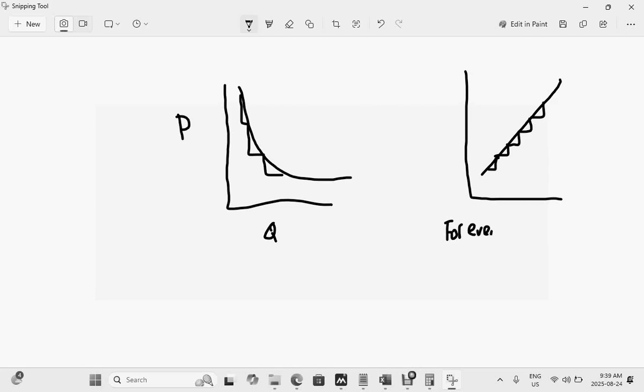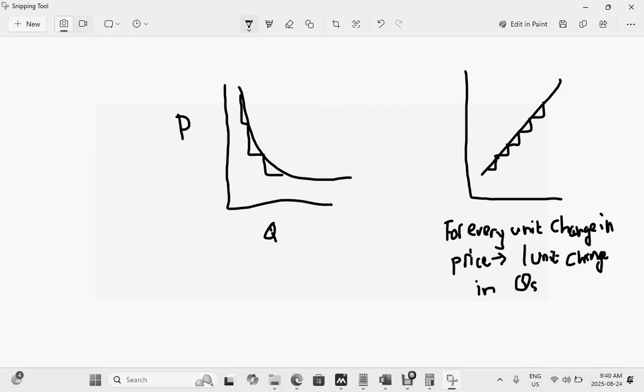So for every unit change in price, this is a 1 unit change in quantity supplied.